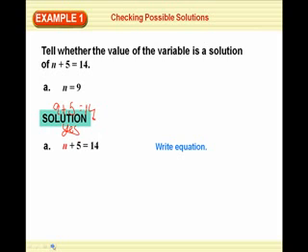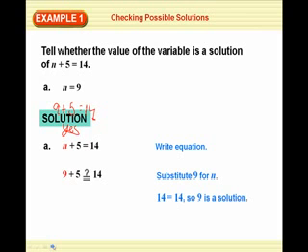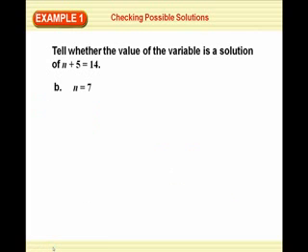So they're solving it here. They're substituting, doing exactly what we did. And the question mark, is it equal? Can you get it? Yes, it is. So the next one, we're still on example 1. This is B. Tell whether the value of the variable is a solution, and this is on the bottom of page 25. So we put in 7 for n, so 7 plus 5 equals 14.